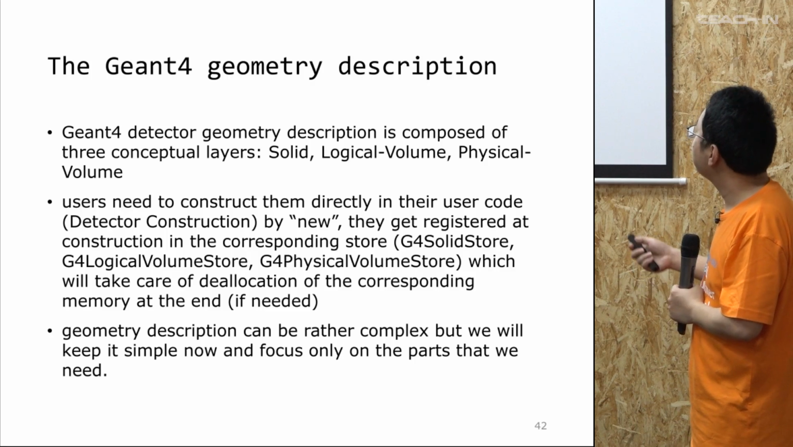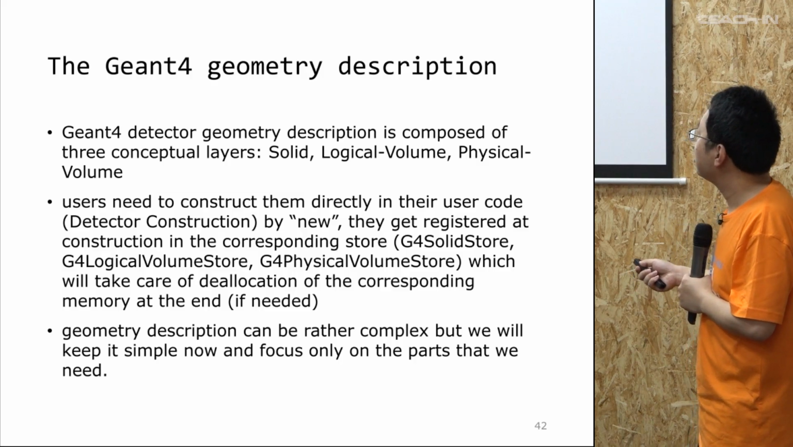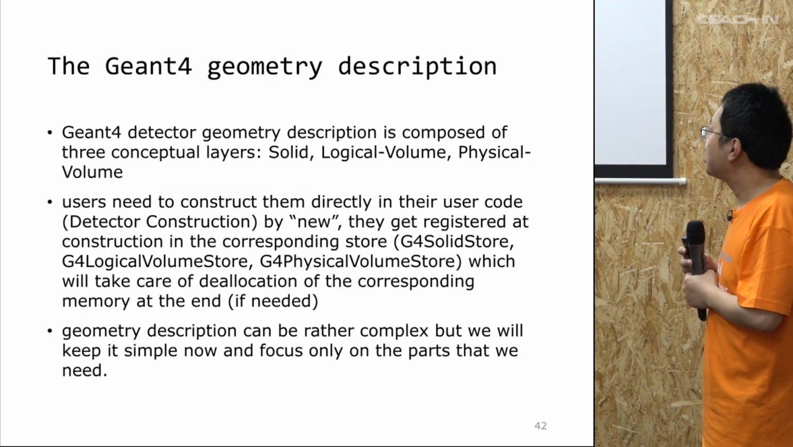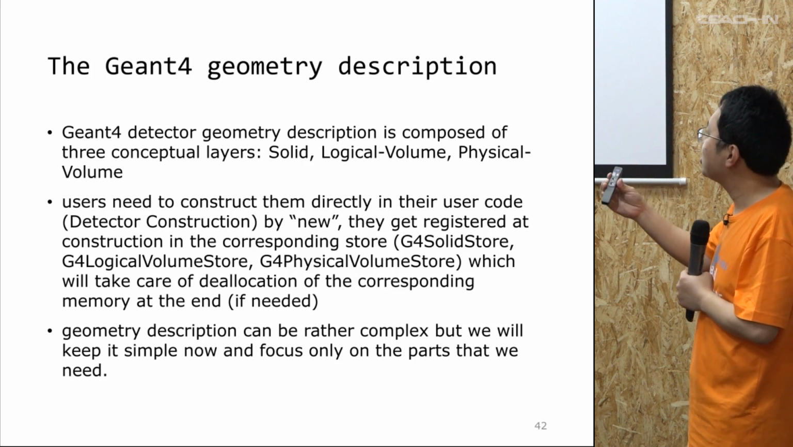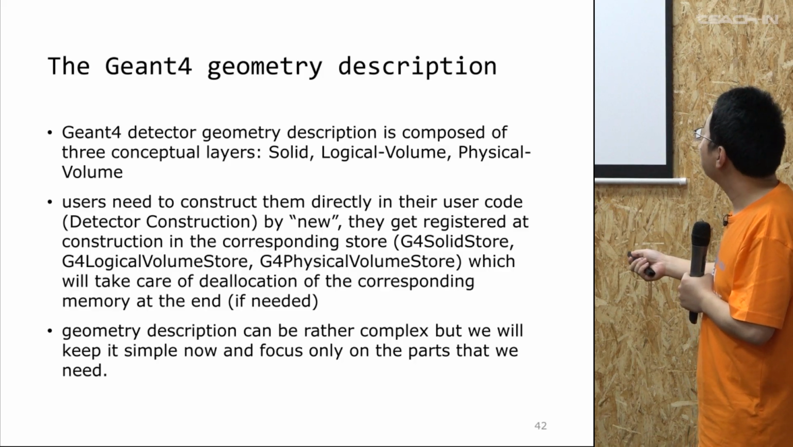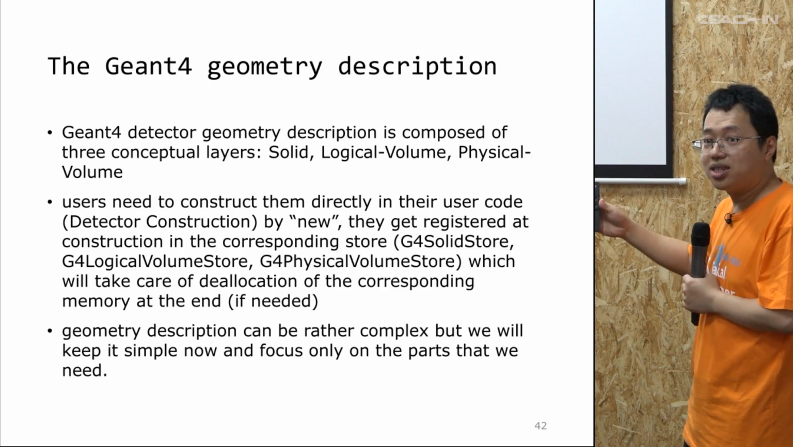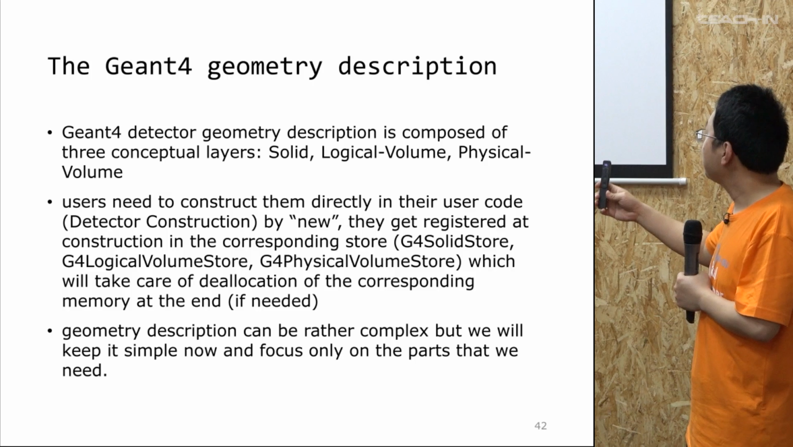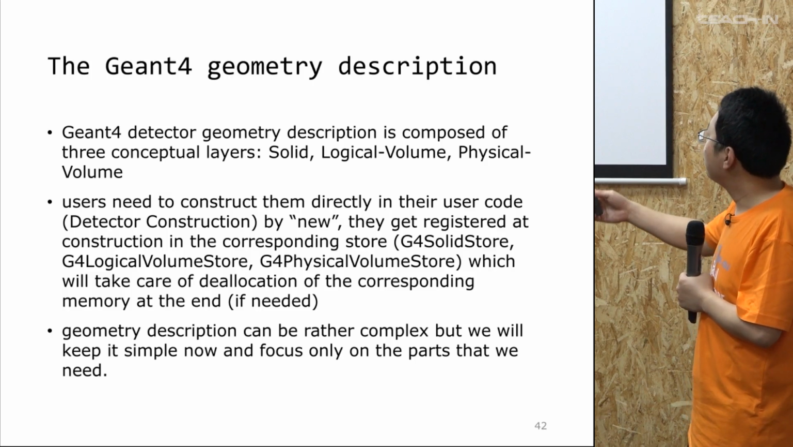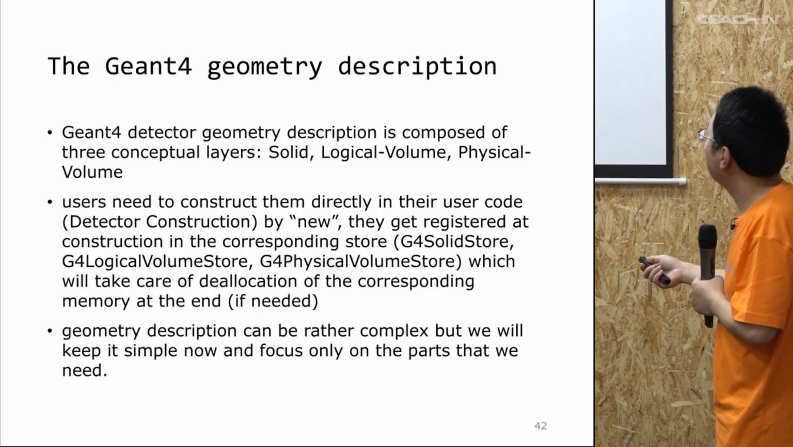It consists of several levels. First, there is something called the solid, which defines the shape. You also have the logical volume, which is a volume that you construct, but its position is not placed. And you also have to construct the so-called physical volume. This is the volume that you have already assigned a fixed position and rotation. This is called the physical volume.